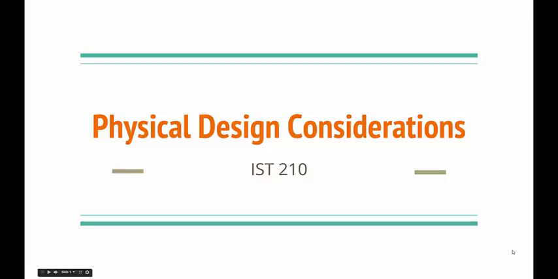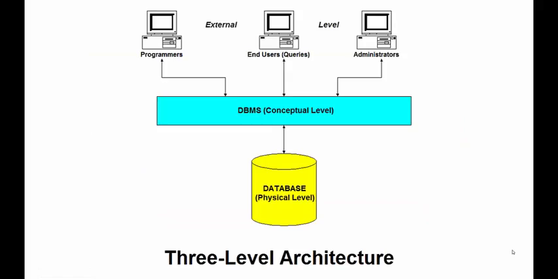In this presentation, we'll look at some considerations that go into physical level design. Previously, we'd seen this graphic representing three-level architecture in a database system. We have the physical level at the base. This is where the data is actually stored on disk.